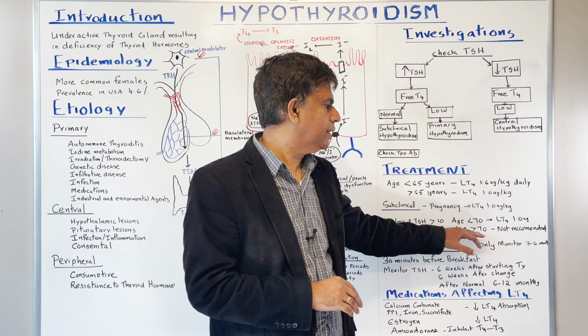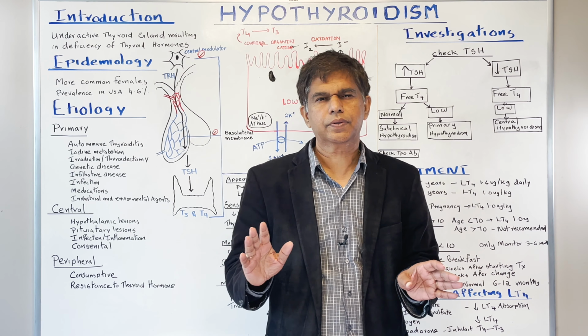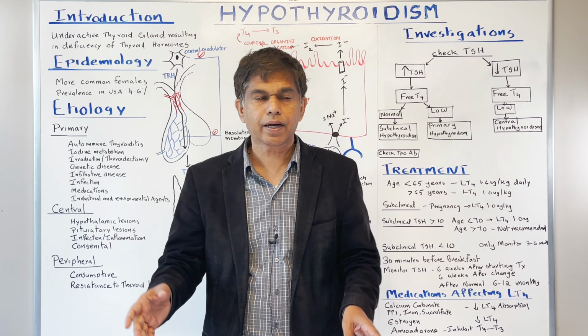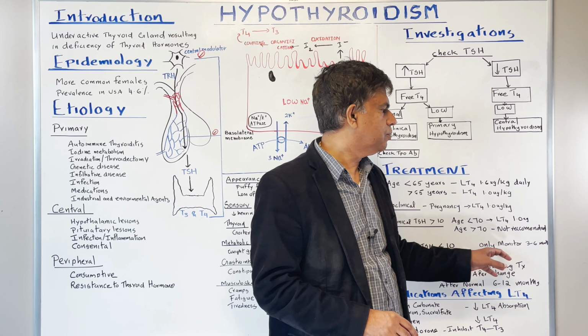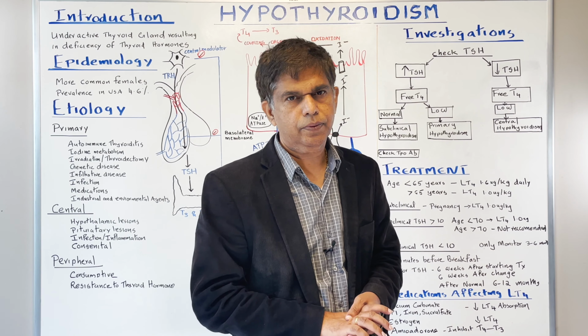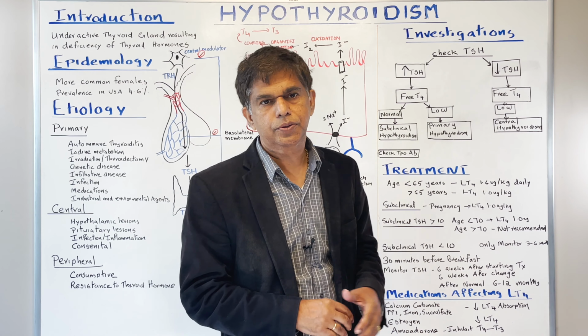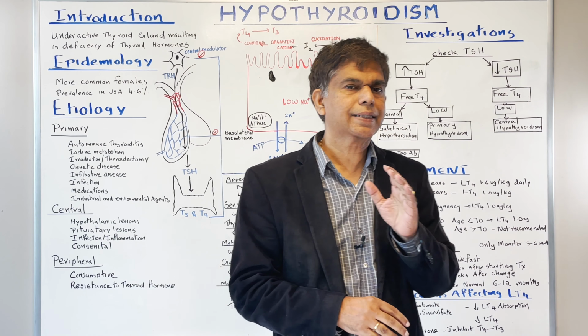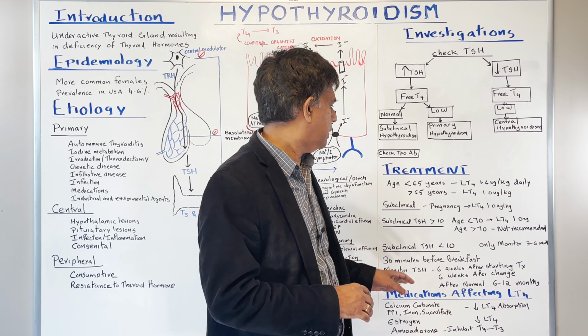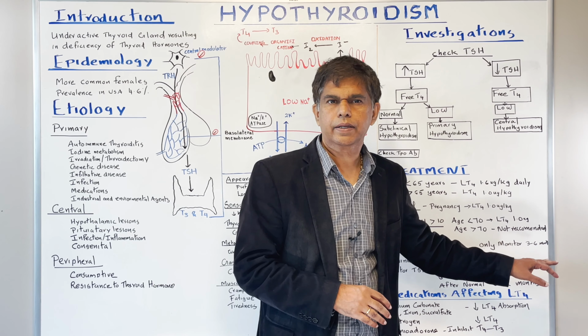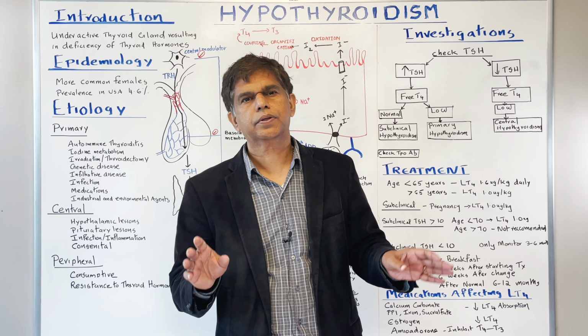Let's say if the age is greater than 70, you don't need to treat it. You just kind of watch it unless they have cardiac disease or something like that. And you monitor every 3 to 6 months, okay? Now, if you diagnose subclinical and the TSH level is less than 10, then you can only monitor them every 3 to 6 months. You don't have to treat and all that.